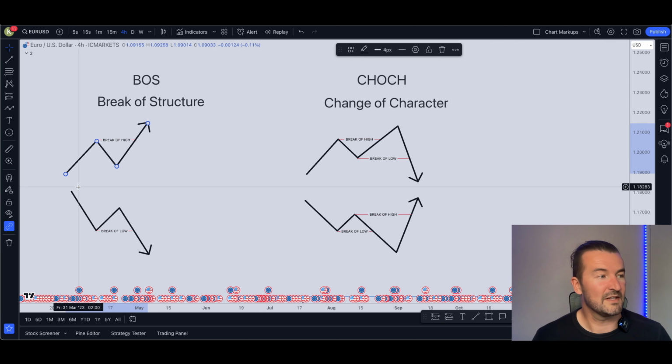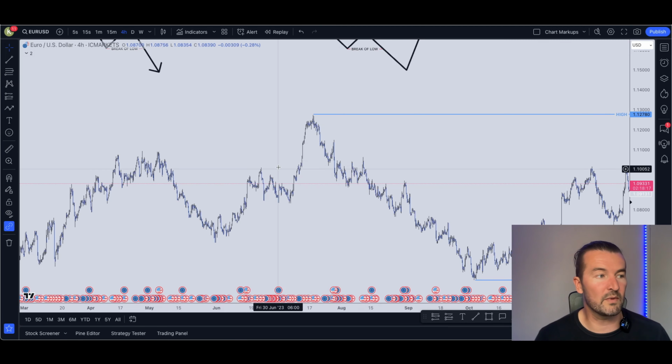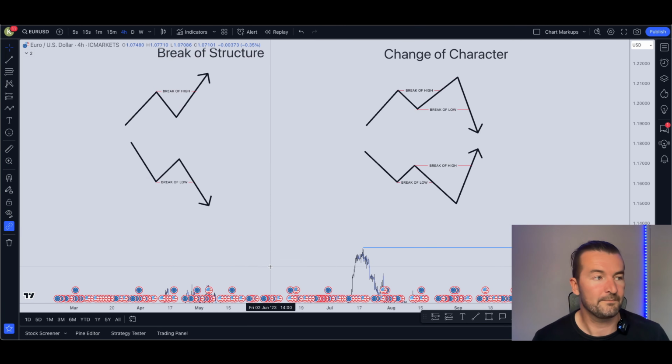For the move down, you have a move down, a pullback, and a breaking leg. Okay, so that's break of structure. It's just three legs in the market. It can be single candles, it can be multiple candles, but really you're trying to follow the structure. It's the primary areas of the market, just like what we identified back over here.